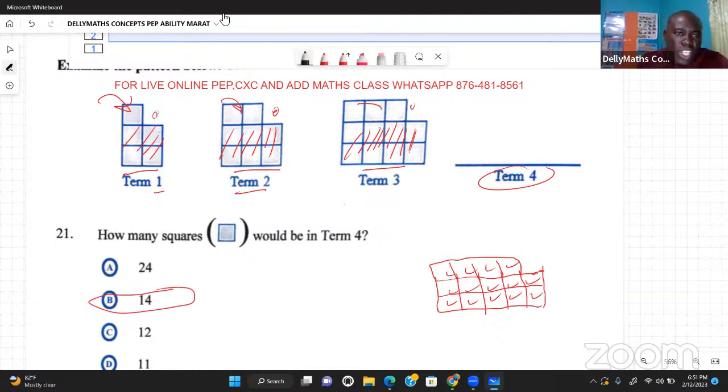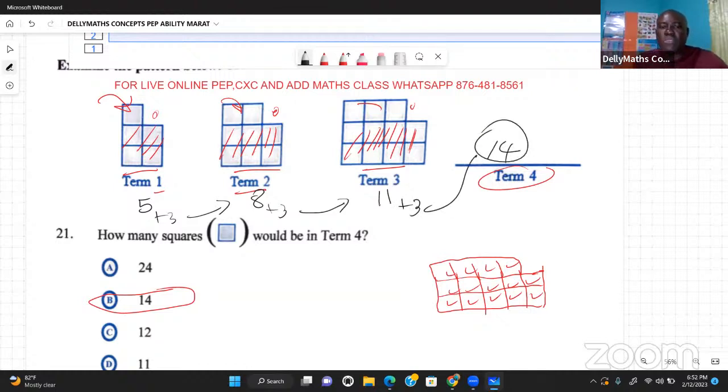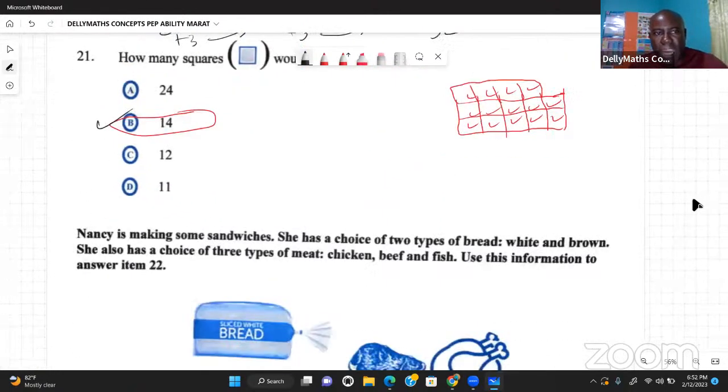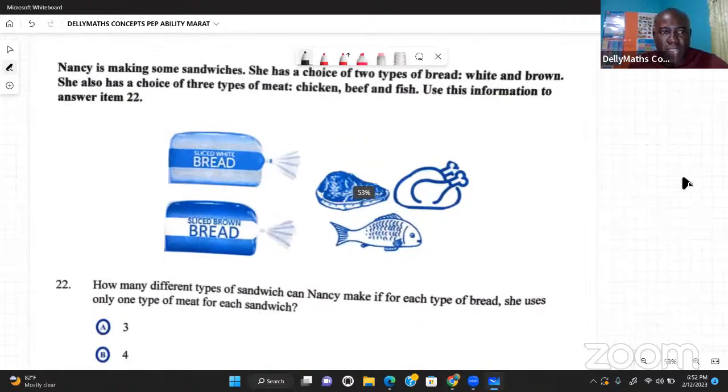But there's another way you could check it. You could say, all right, let us see if it works. This is 5. And then this is 2, 4, 6. This is 8. Then this is 3, 6, 9, and 2, 11. So if you look at this, you're actually adding 3. There's another approach. You're adding 3 plus 3 to get the 8, plus 3 to get the 11. So you can plus 3, and definitely you're going to get 14 again. So I'm just saying there are many ways that you can work it out. Whichever one works for you, take it and go. You could draw the figure, or you could use number pattern. The answer is 14.